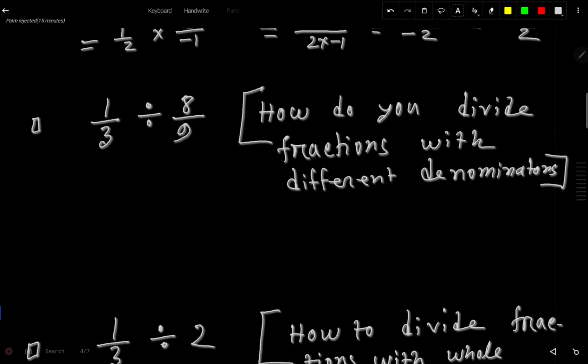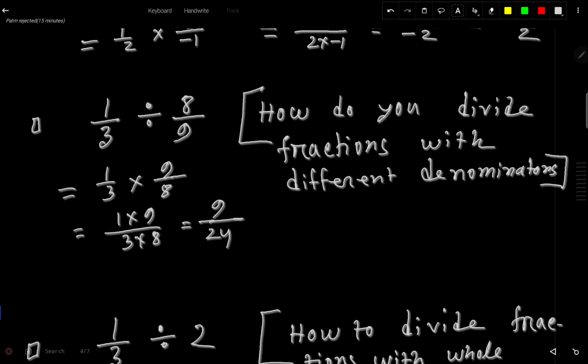Now we'll learn how to divide fractions with different denominators. Here the denominator is 3, here 9. So different denominators. So how to do that? The rule is the same. Keep, change, flip, and then multiply top to top, bottom to bottom. So we are getting 9/24. So how do you divide fractions with different denominators? To do so, we have to apply the keep, change, and flip rule.